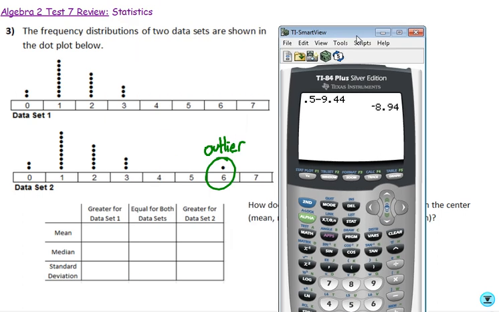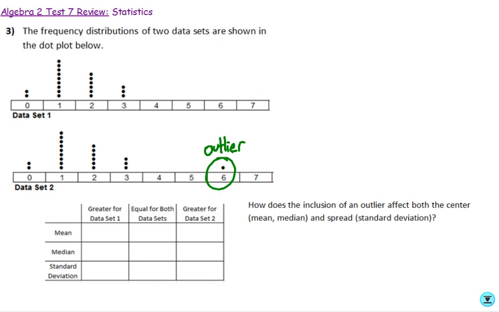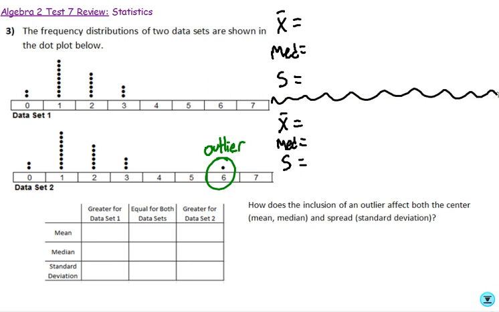So what it's asking us to compare, if we notice this little box here, is the mean, median, and standard deviation. So what I'm going to want to do here is figure out the mean, median, and standard deviation for data set 1, and then figure out the mean, median, and standard deviation for the second data set. All right, we'll separate those two. So this is going to be data set 1. So this is set 1. And then this is going to be for set 2. All right, well, let's just do one at a time.